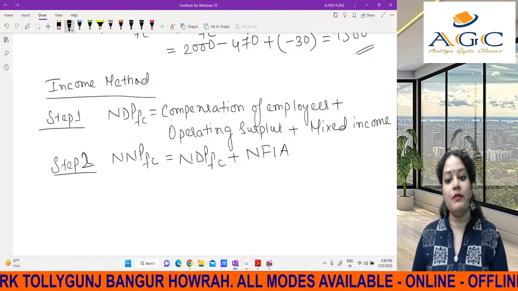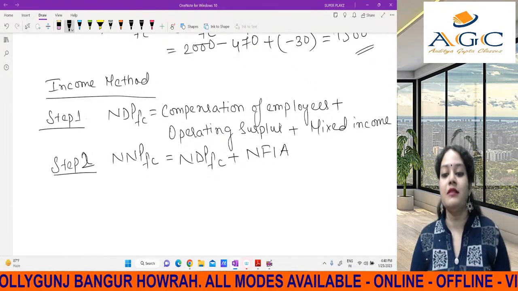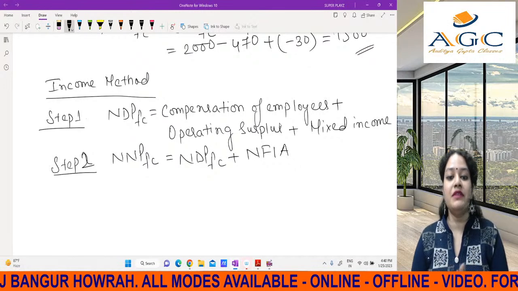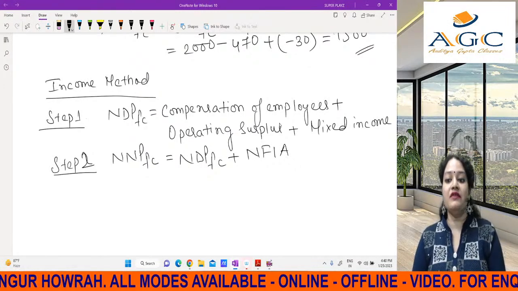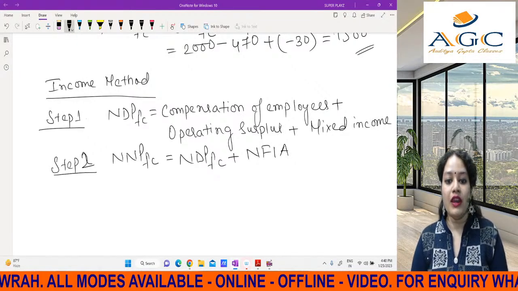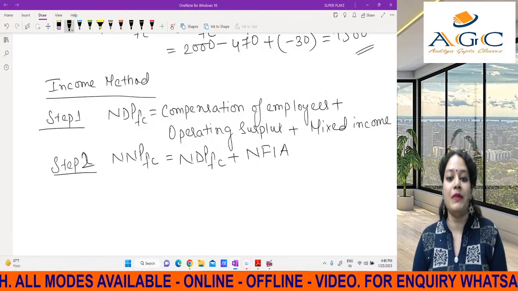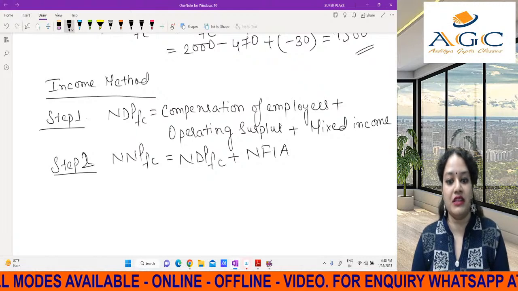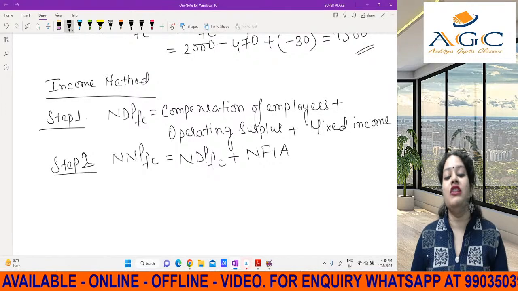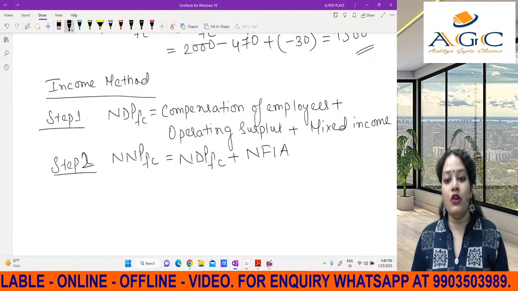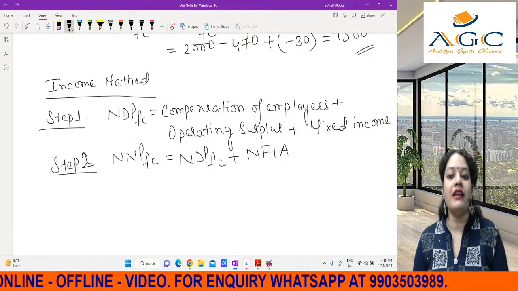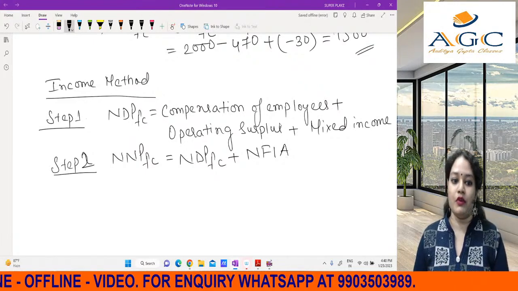In income method, we just have these two simple steps, but we have to understand what comes under compensation of employees and operating surplus. Now look, mixed income, the value of mixed income that is given to you as a whole. Like there are no subdivisions of mixed income. You will be given the value of mixed income, suppose 1000, 10,000, whatever it is, as a whole, and you do not have to add or deduct anything for mixed income. But for compensation of employees and operating surplus, you might be given the values as a whole, or you might be given the sub parts of it, which you have to add up and get to your compensation of employees.